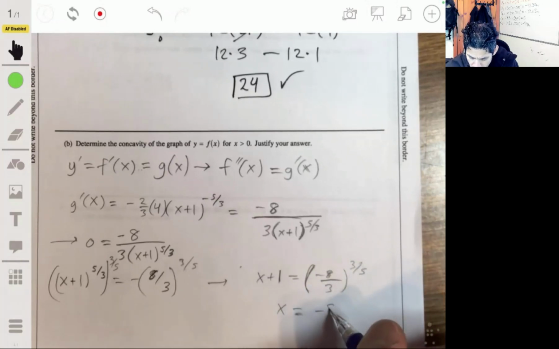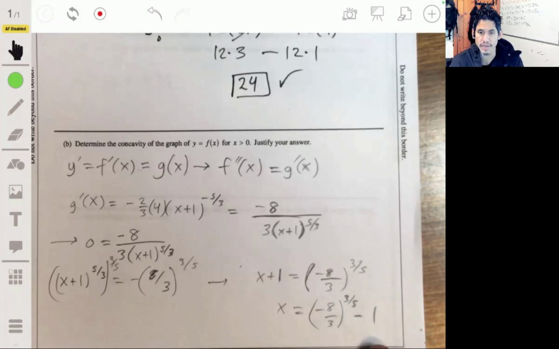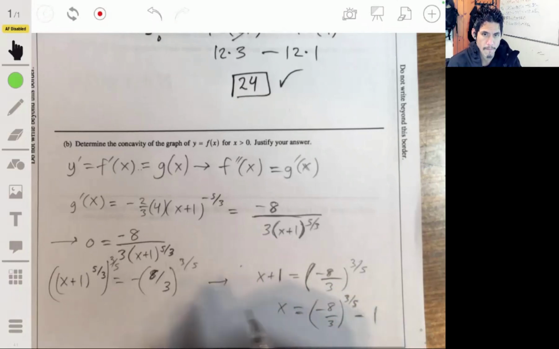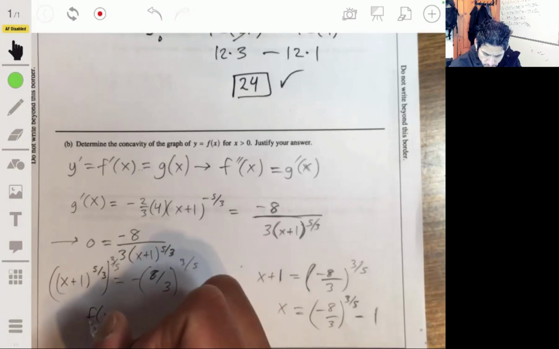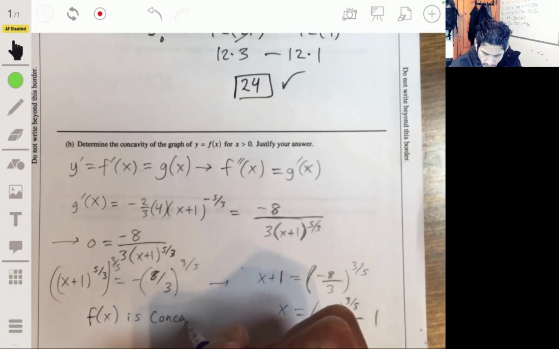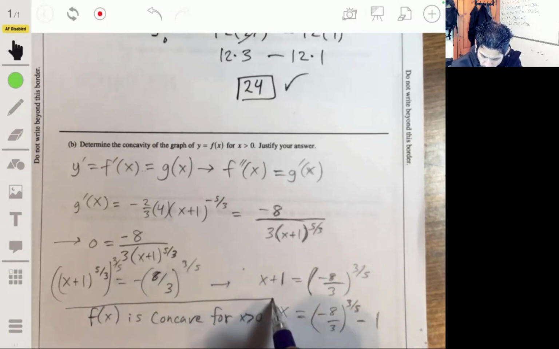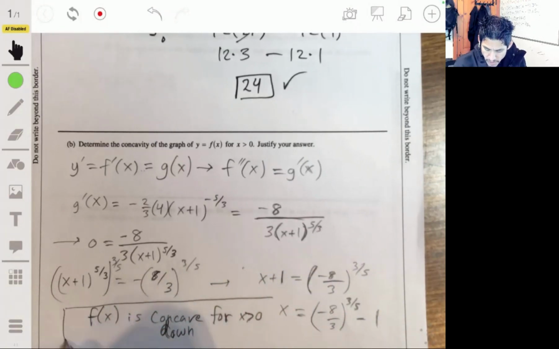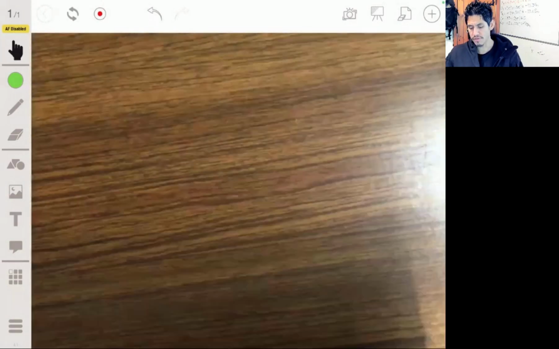Let's not even worry about the calculation here, because this is going to be a negative number. So then it's going to be concave down. f is concave down for x greater than 0. Concave down. Whoops. Don't write this messy on your test. This is just helping you to find a solution.